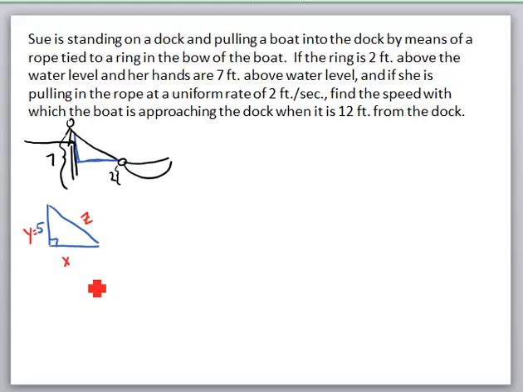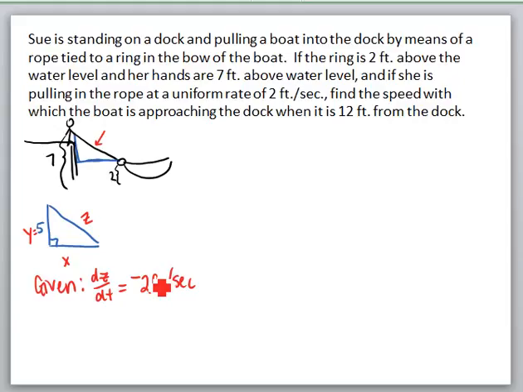Well, what do I know? What am I given? I'm going to reread this. I am given that she is pulling in the rope at a uniform rate of 2 foot per second. Well, that's this right here. So that's side z. So side z is changing with respect to time at 2 foot per second. Now we have to keep in mind that that is actually going to be a negative 2 foot per second because the rope is getting smaller and smaller. It's getting pulled in. It's going to the left.